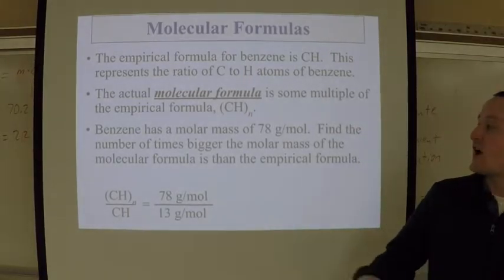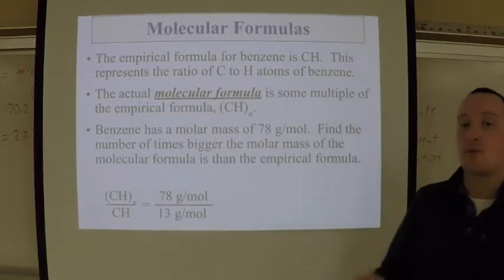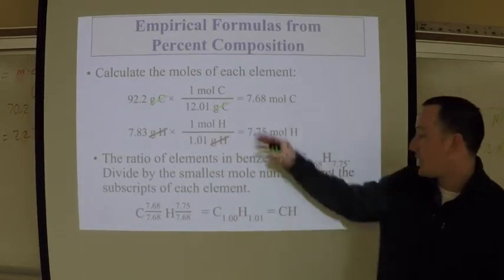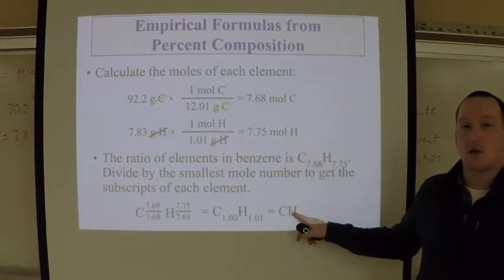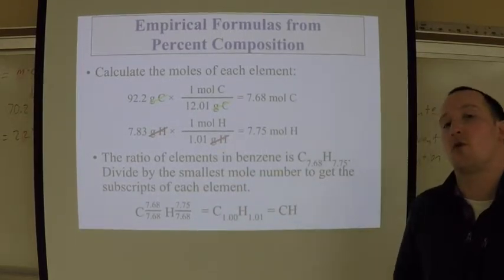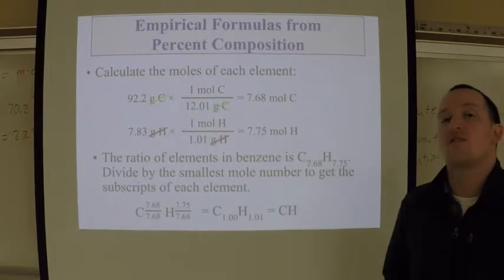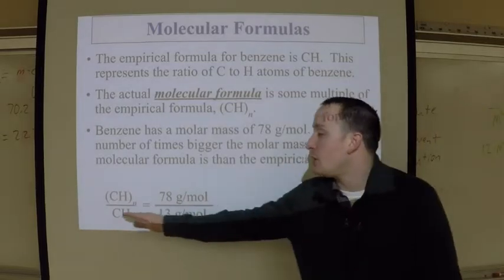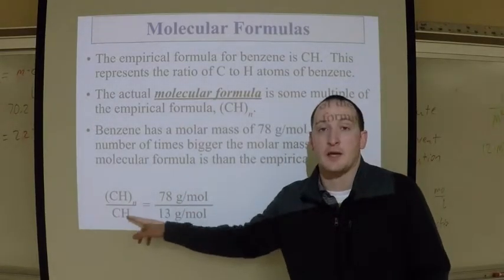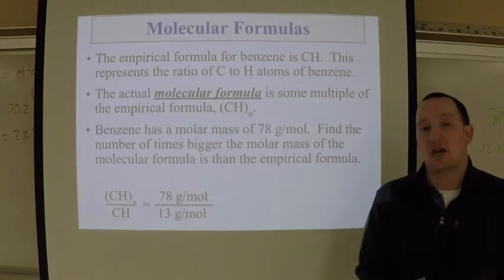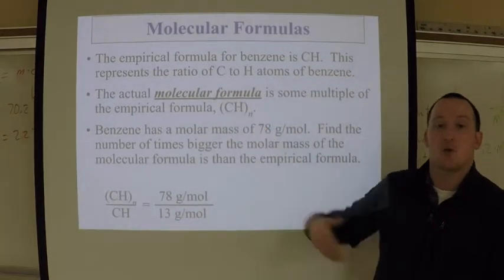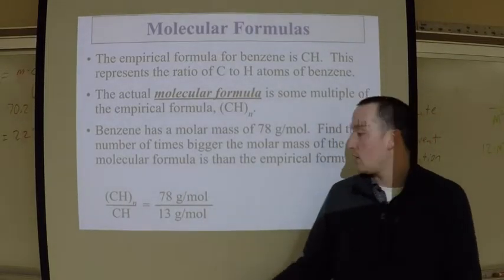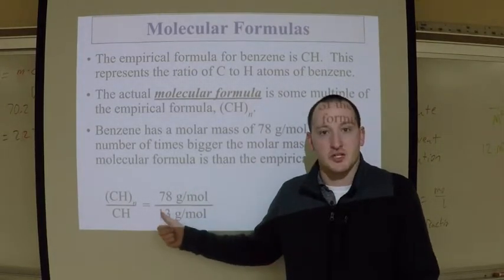And it says, find the number of times bigger that molar mass is than your empirical formula. So here's what you would do. You'd do a problem and you'd find the empirical formula. Then if it said, here's the molar mass of the molecular formula, find the molecular formula, here's what you would do. You'd go, okay, I know I can find the molar mass of my empirical formula, the thing I just calculated. If it's CH, well, carbon's molar mass is 12.01, hydrogen's molar mass is 1.01. I get those and I get relatively 13 grams.